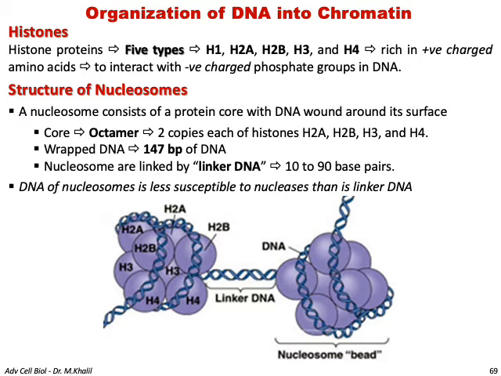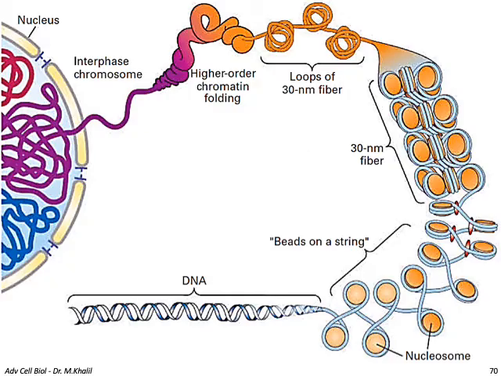A nucleosome consists of a protein core with DNA wound around its surface. The core is an octamer, 2 copies of each histone, H2A, H2B, H3, and H4. The length of the wrapped DNA is around 147 base pairs. Nucleosomes are linked by linker DNA, which is around 10 to 90 base pairs. The DNA of the nucleosome is less susceptible to nucleases than the linker DNA. That means that the nucleases can digest the linker DNA, not the DNA around the histones.